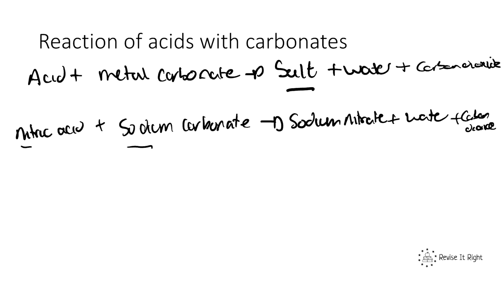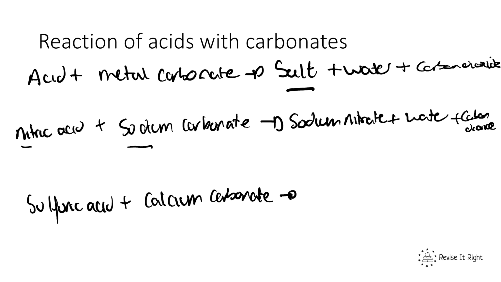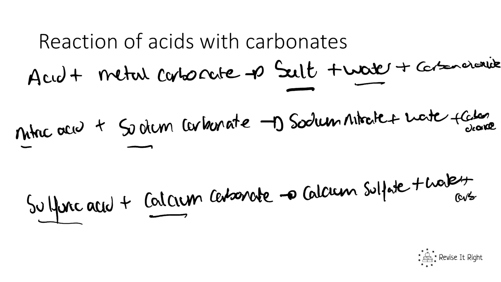Let's do one more example. Let's do sulfuric acid. So sulfuric acid is going to react with calcium carbonate. What is that going to produce? Well, it's going to produce a salt, and the name of that salt is the metal, so calcium, and sulfuric acid makes a sulfate, so calcium sulfate, plus always water is produced, plus always carbon dioxide is produced as well.